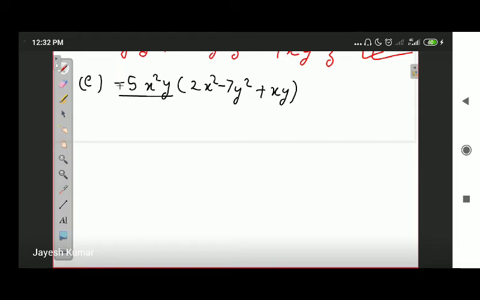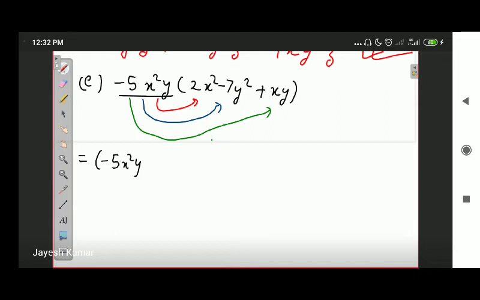So first of all, I will multiply this with 2x square y. After that, I will multiply this with minus 7y square. And finally, I will multiply minus 5x square y with xy. And once more, you do not have to make these arrows in your copy. I am just making these in order for you to understand. So this will be minus 5x square y, it is to be multiplied with 2x square. So this becomes simple multiplication of two monomials only.